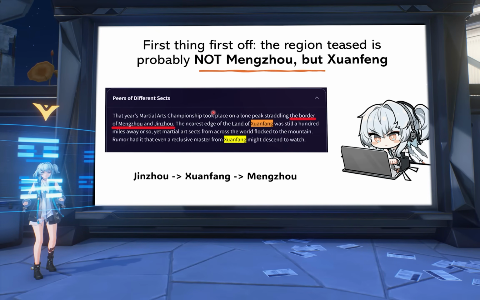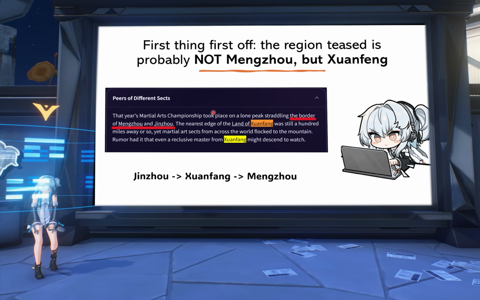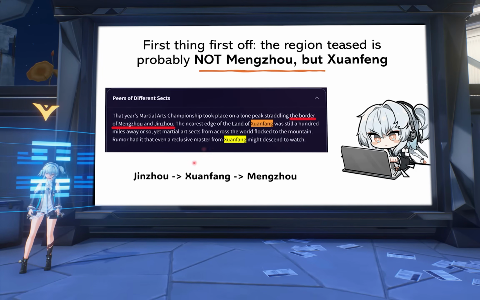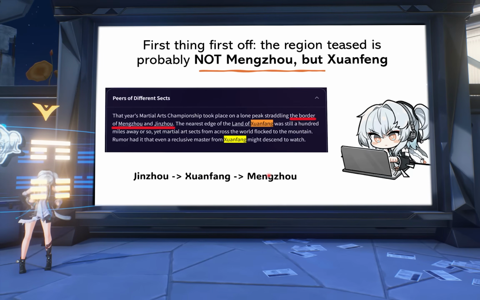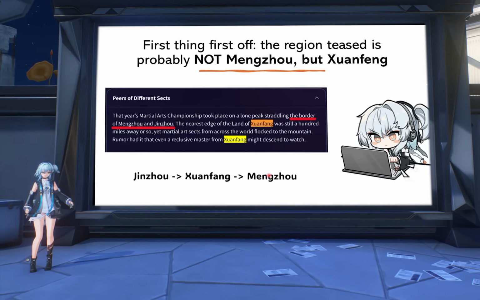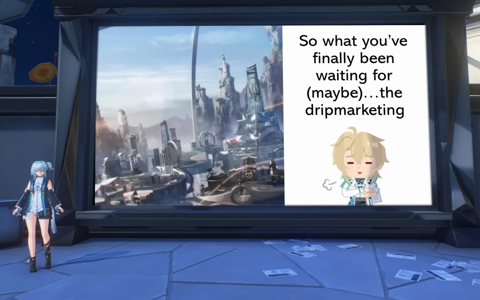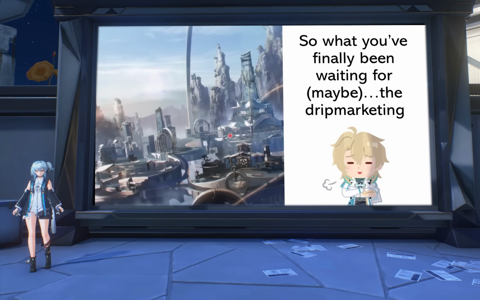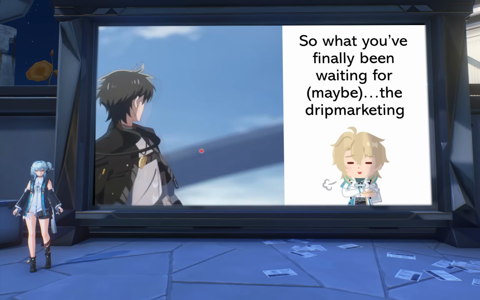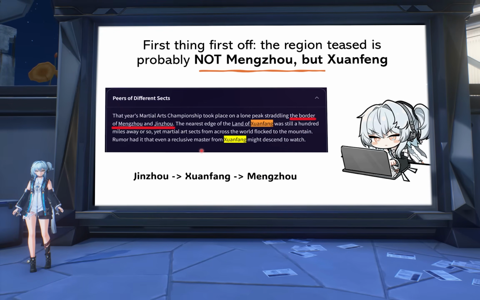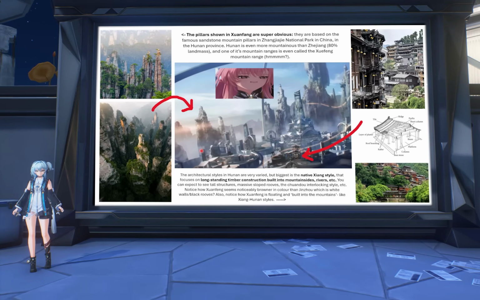So even though it's not confirmed, I am basically 85% sure that we are going to be going to Xuanfang first before we go to Mengzhou, right? I think this place is a lot more akin to Xuanfang, because this feels kind of small for if this was actually Mengzhou, right? So I think this is Xuanfang basically. So if this is Xuanfang, then there's some things that we can talk about, right?